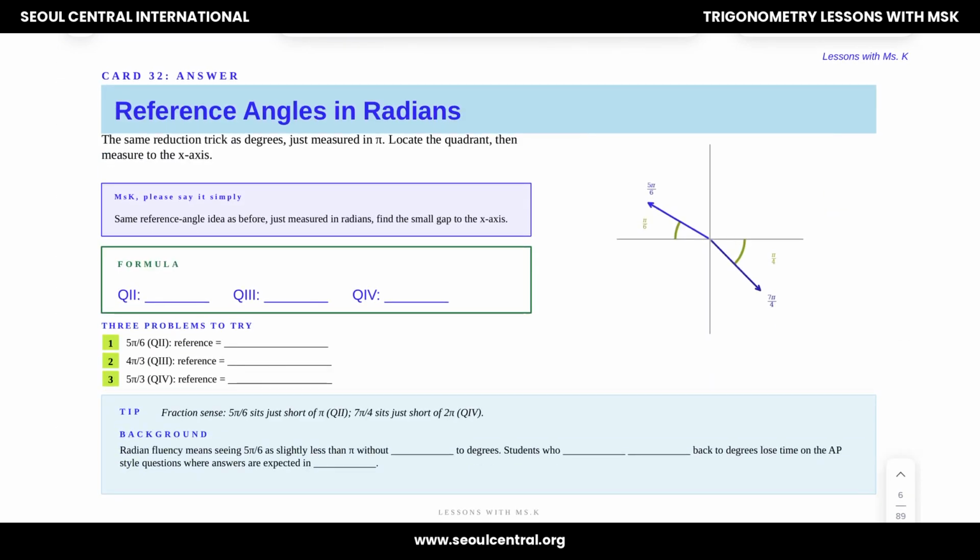Flashcard 32. Find the reference angles of 5 pi over 6 and 7 pi over 4. Reference angles in radians. Use the same reduction trick as degrees, just measured in pi. Locate the quadrant, then measure to the x-axis.